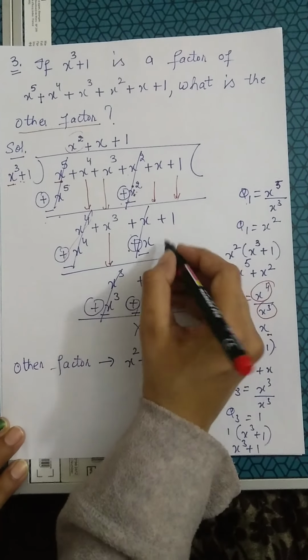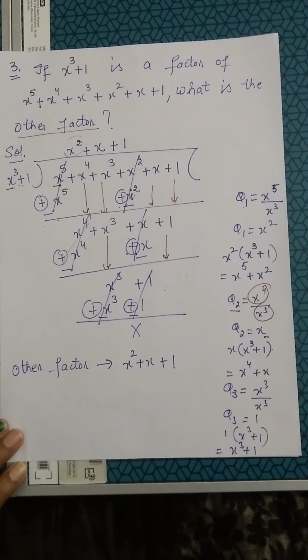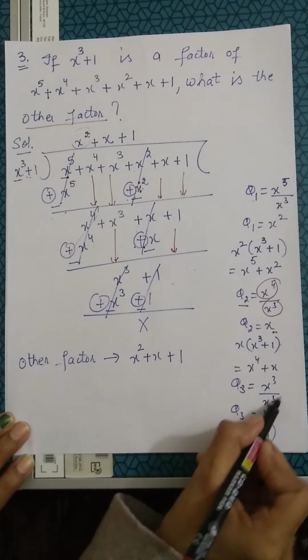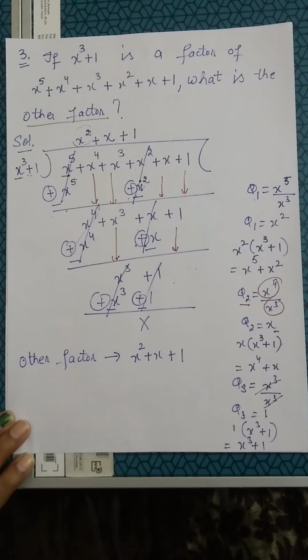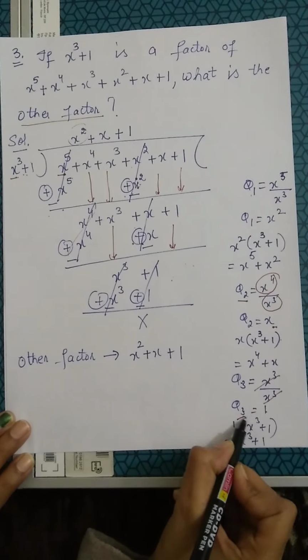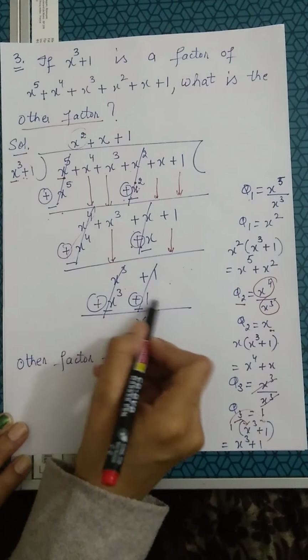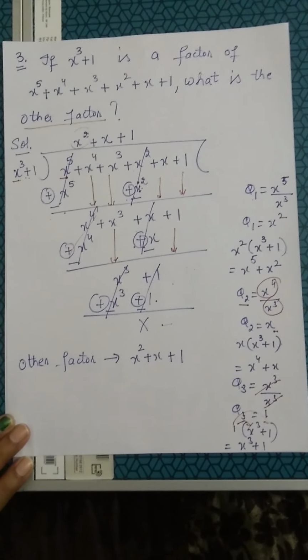Here I am left with only x cube plus 1. x cube divided by x cube. The third quotient will be 1. And so 1 will be multiplied with x cube plus 1. Again, after simplifying, we get 0 as a remainder.